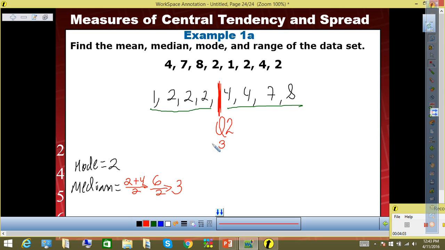Can you just find the what? Yeah. That's how you find it. Because sometimes if they give you that, let's say this number is a 7, then you need to add 2 plus 7 divided by 2. So, all right. So let's find our mean.